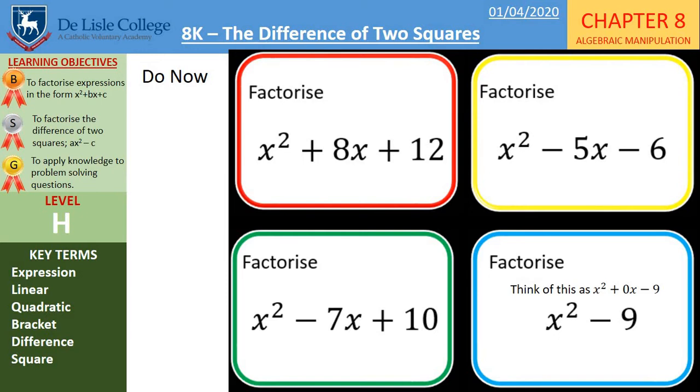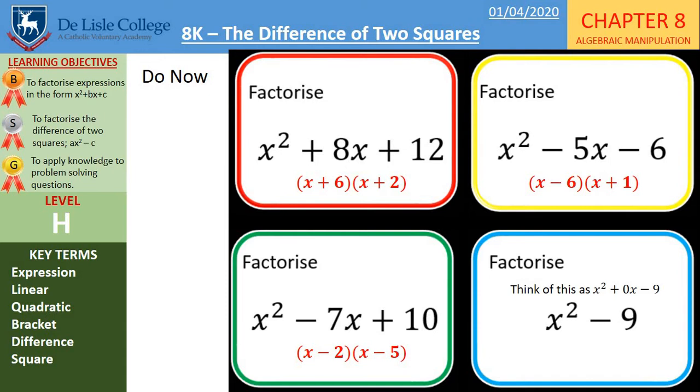So the first one, we should have x plus 6 and x plus 2. Remember from last time, the order of the brackets doesn't matter, so we could have had x plus 2, then x plus 6. The second one, we should have x take away 6 and x plus 1. The third one, x take away 2 and x take away 5.